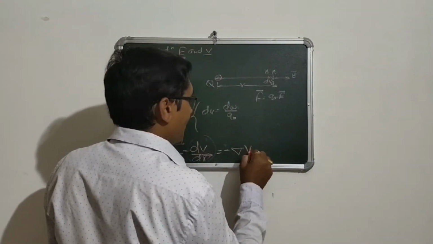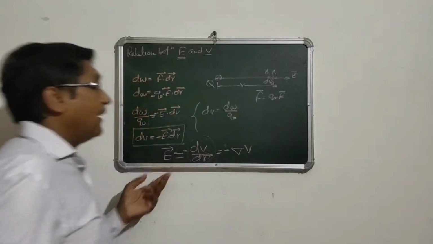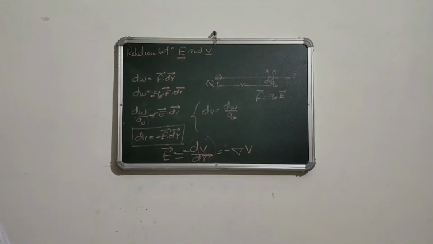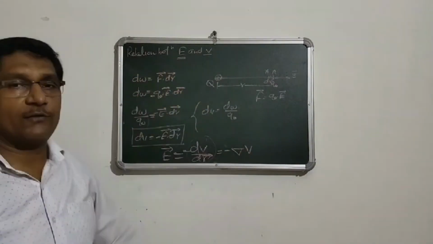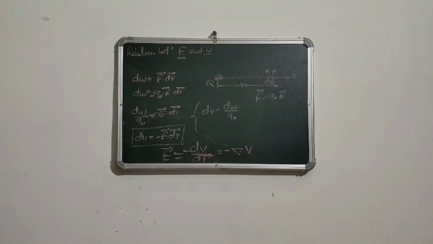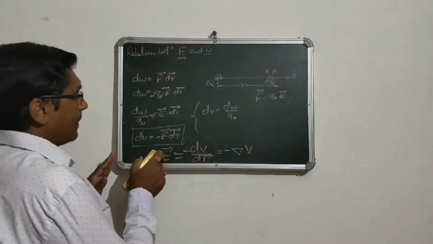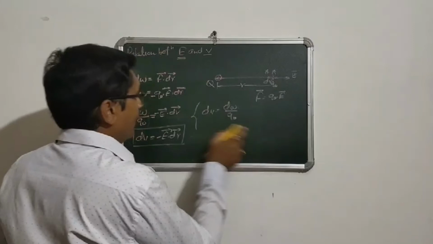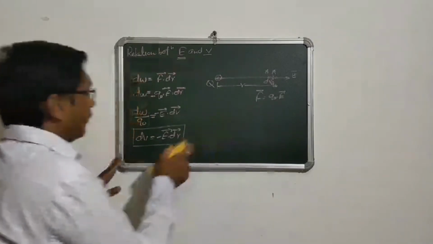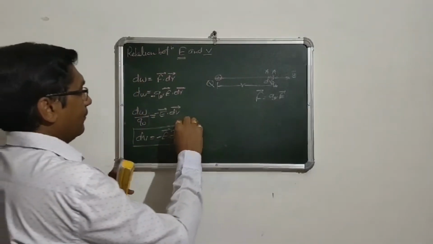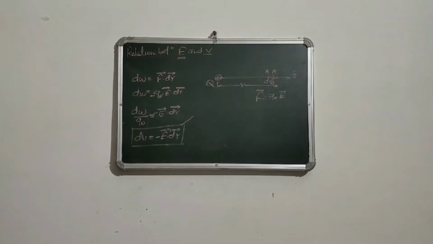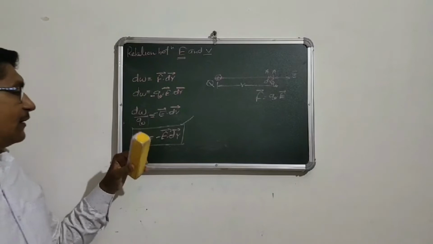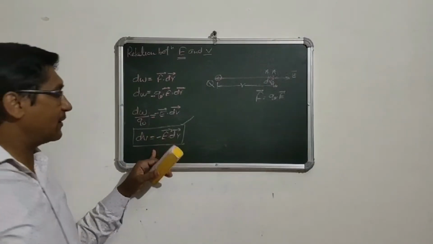Now in the next topic we are going to find electric potential due to a point charge. So the next topic is electric potential due to point charge. To find the electric potential due to point charge, we are going to use this relation.